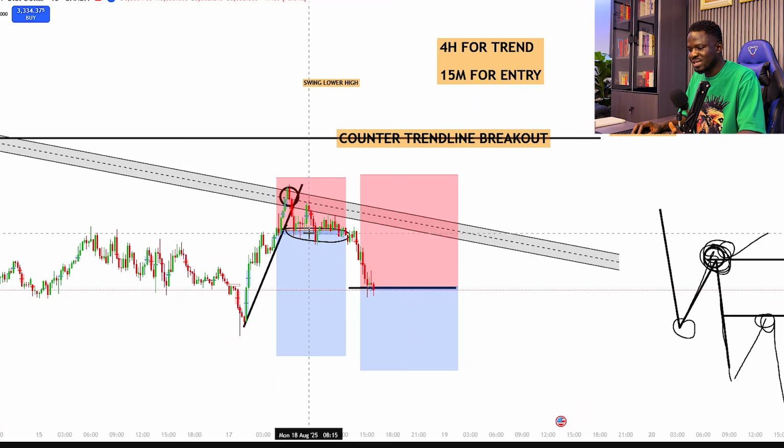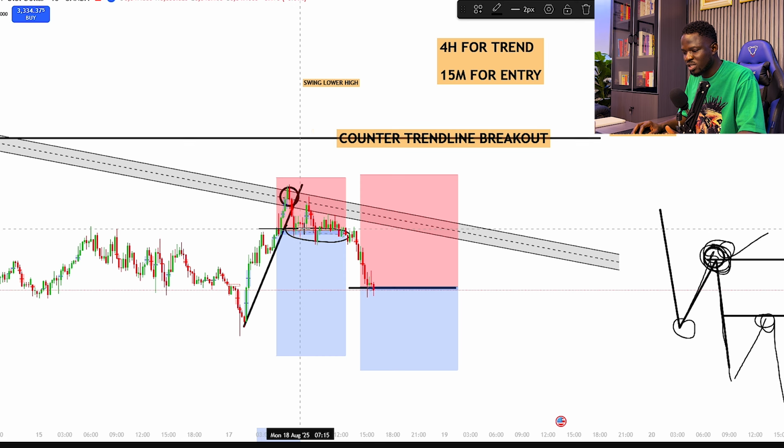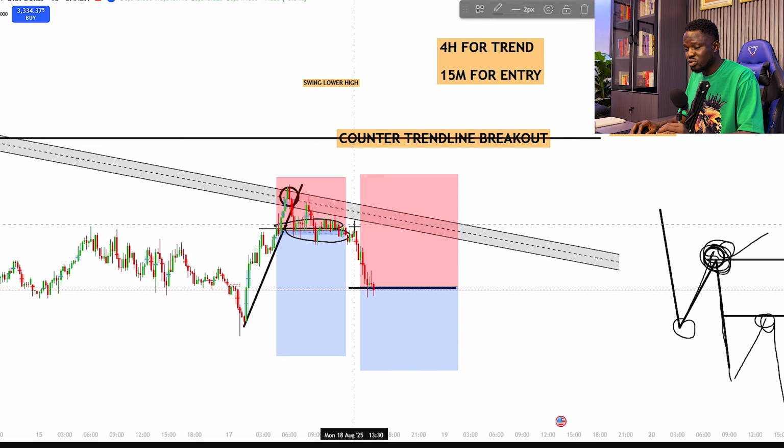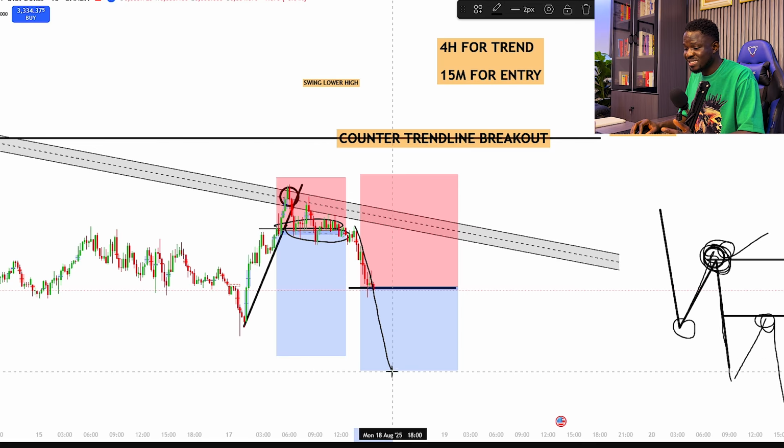If you look at this example right now, this place was supposed to be our perfect entry zone, but we were not watching the market. We have missed the entry while the price action is expanding, and we are not supposed to execute when the price action is expanding.